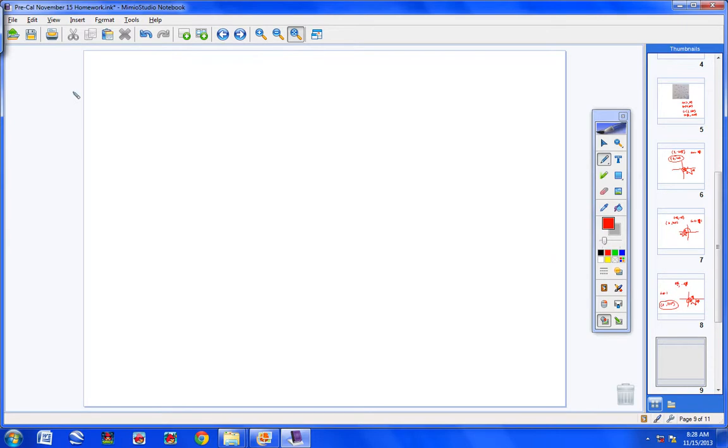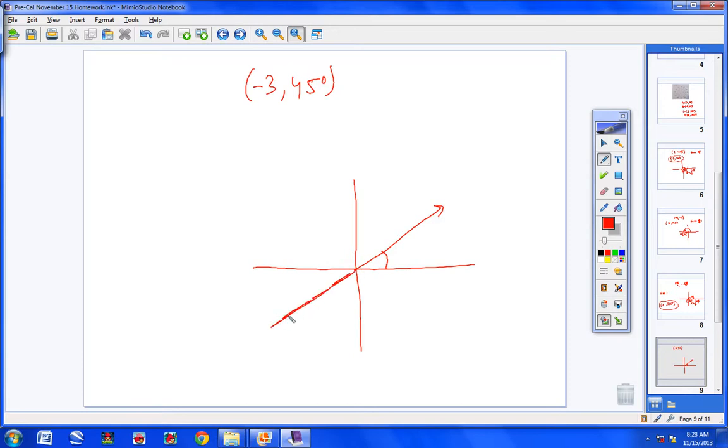Okay, let's take a look now at number 29. Number 29, they want us to write this in rectangular form. So we have -3, 45 degrees. Now please be careful on this and watch what I do, please students, okay? Yes, I rotate 45 degrees. That's true. Yes, 45 degrees. But then it says -3, so I don't want to use the positive part of my ray. I want to use the negative part of my ray.